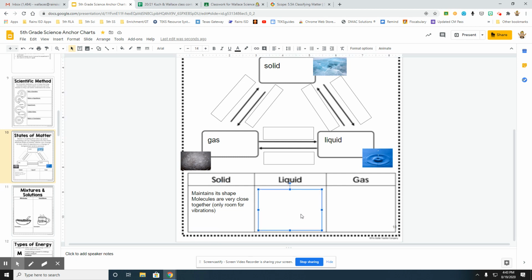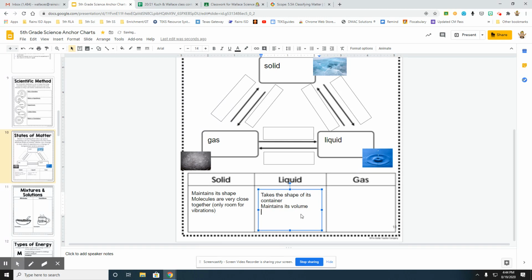So a liquid's going to be a little different. We know a description of a liquid is that it takes the shape of its container. So if I pour water into a tall, skinny vase, it's going to take the shape of that vase. If I pour water into a very shallow, large bowl, it's going to take the shape of that bowl, right? So it changes shape. And it maintains its volume. So 50 milliliters of water is going to stay 50 milliliters of water. So it changes the shape, but it maintains its volume.